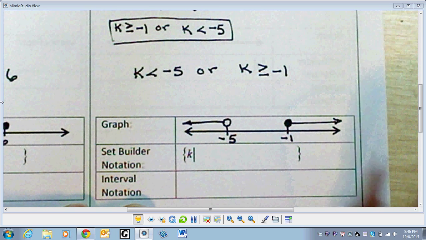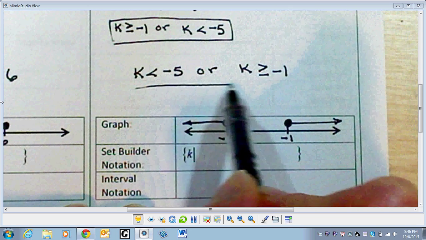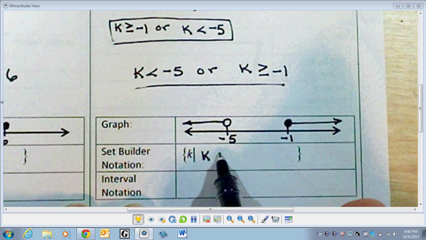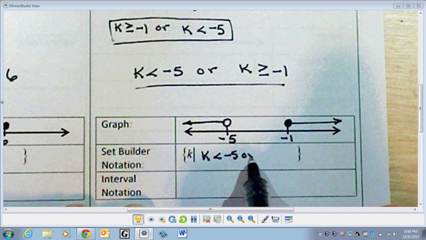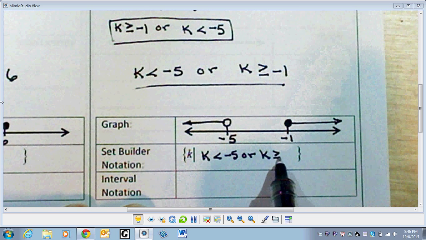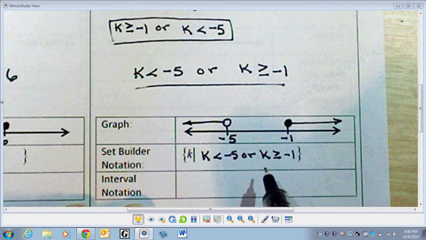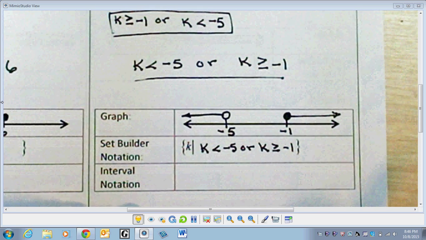So the set builder notation is basically going to be what I've written right here. The set of k such that k is less than -5 or k is greater than or equal to -1. Just copy that right inside those brackets.